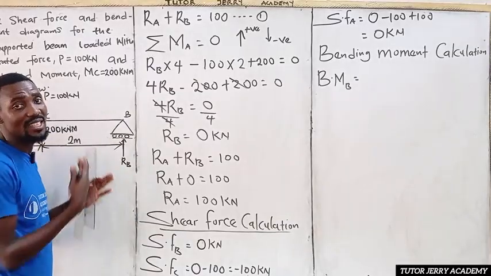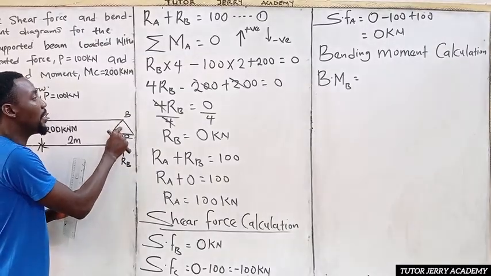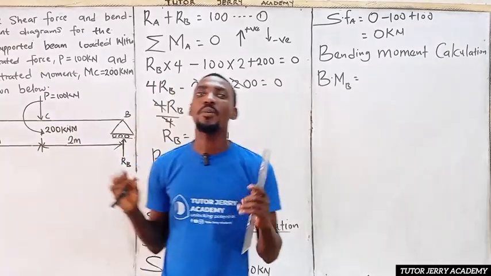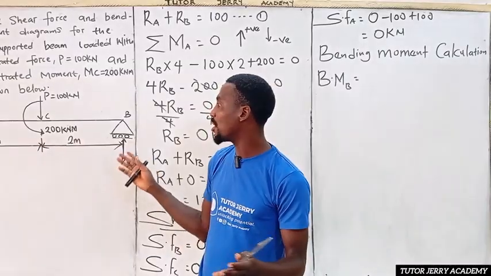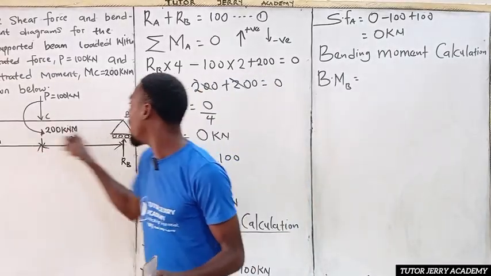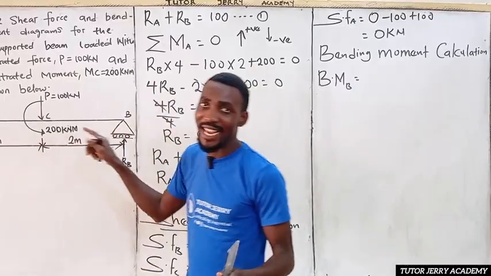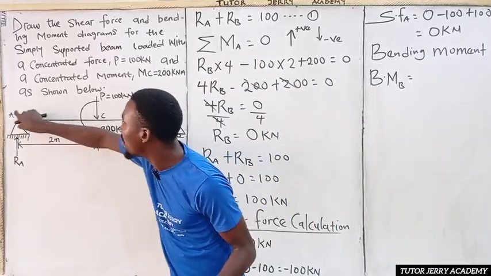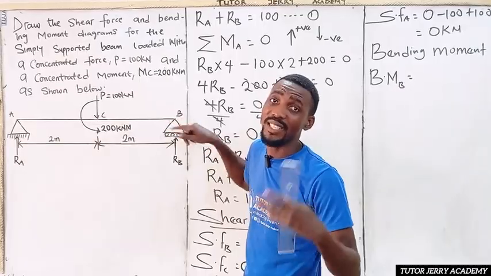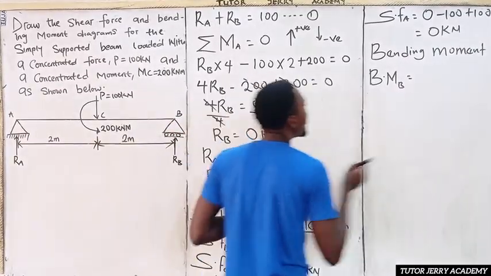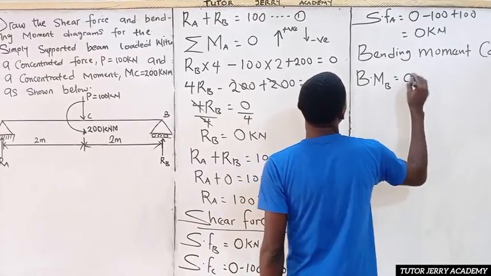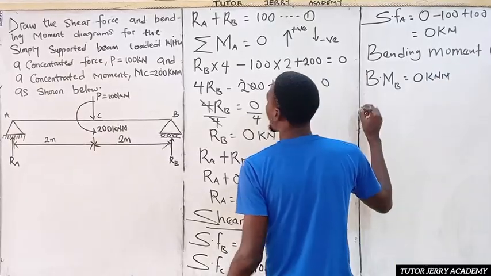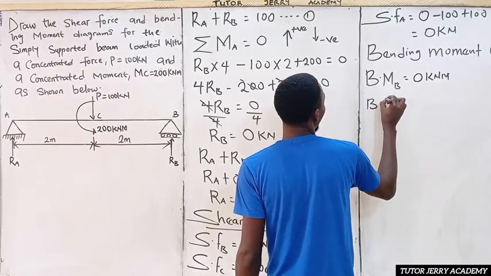So because we don't even have distance, it will make our moment at point B to be what? 0. That is why most times you are going to be told that if we have a simple supported beam, what do you mean by a simple supported beam? A beam that has a support at both ends, right? So the moment at both ends of a simple supported beam is what? 0. Exactly. So it means the bending moment at point B is 0 kilonewton meter.